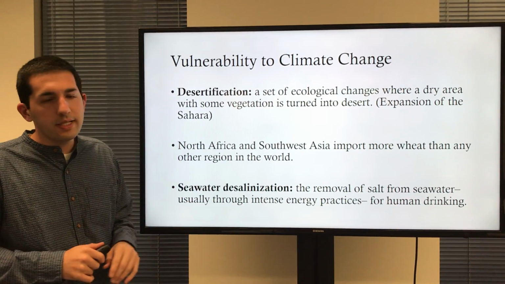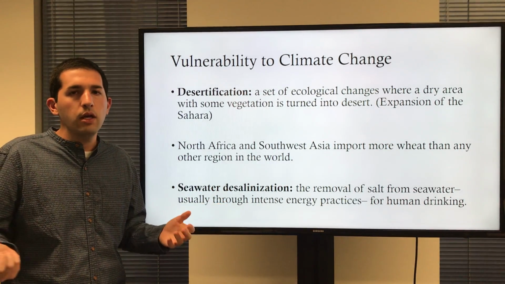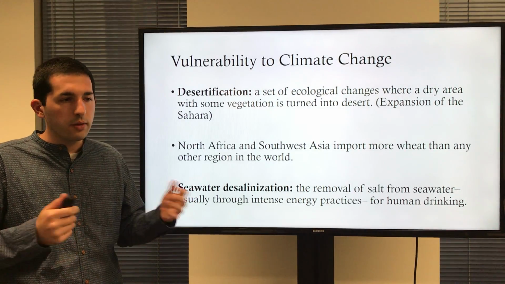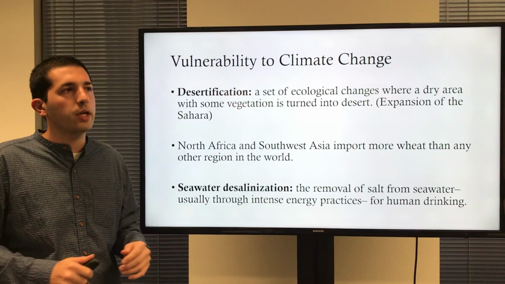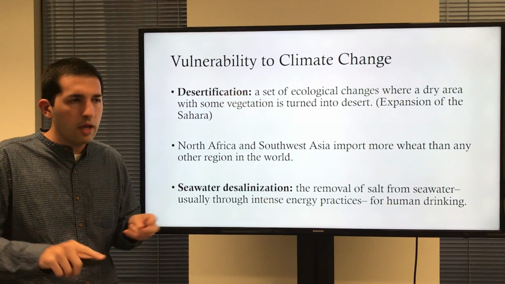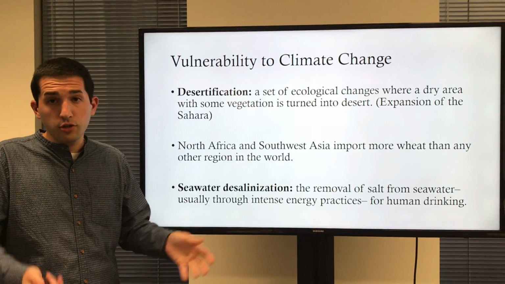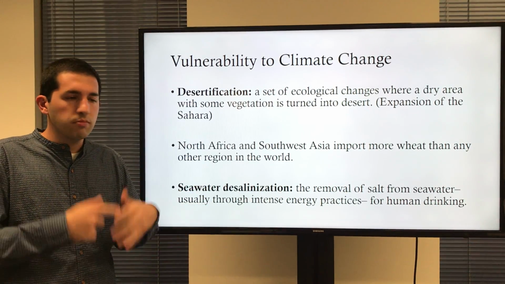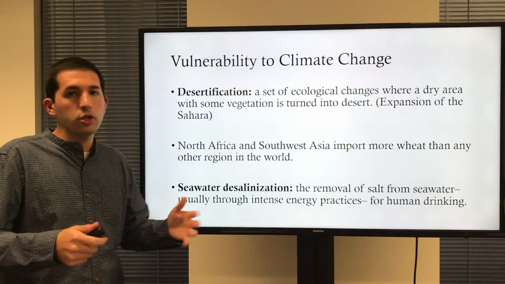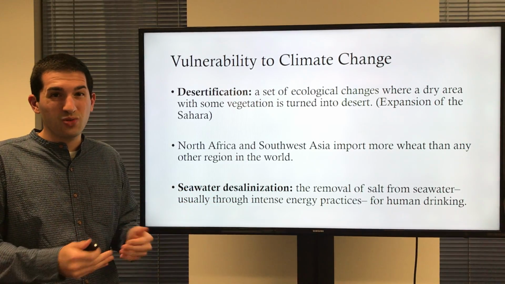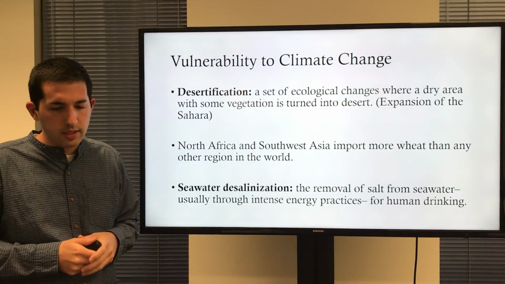And seawater desalinization is taking salt water from the oceans and converting that into drinking water. Saudi Arabia relies on it for the majority of their drinking water. Very expensive, very energy dependent, and since you're using fossil fuels, it emits bad things in the environment, just like anything that is energy intense. So it's not exactly a great practice, but it's a necessary practice in some of these cases.